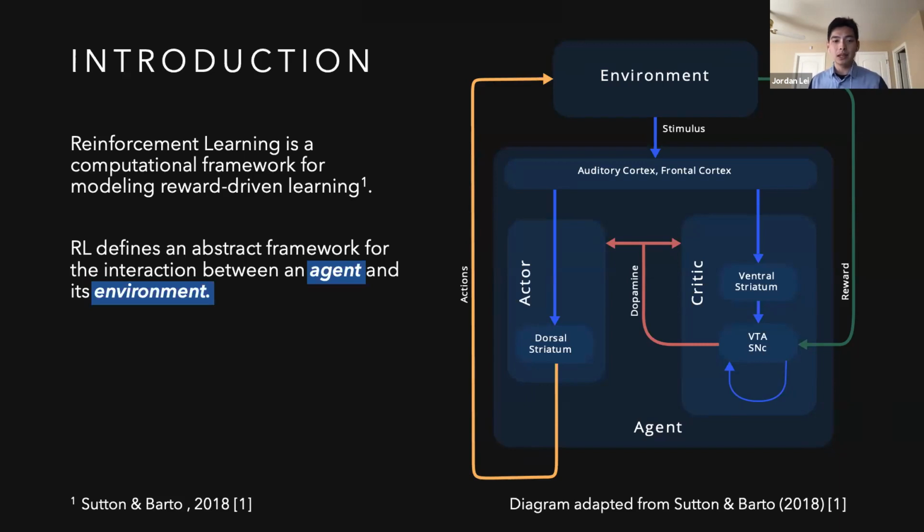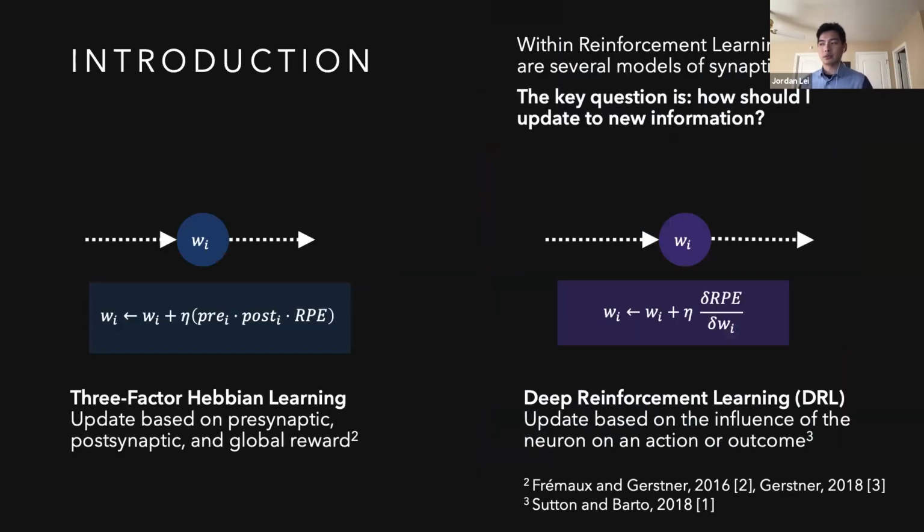Now, one of the key aspects of how this agent gets better is the weight update rule, or how neurons update to match the stimulus with the correct action. And so within reinforcement learning, there are several different models of this synaptic plasticity. The key question here is, how should I update to new information? And one of the most commonly used models is called three-factor Hebbian learning, where it's proposed that neurons update based on their presynaptic activity, their postsynaptic activity, and some global reward modulator like dopamine.